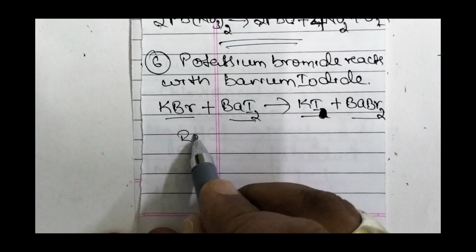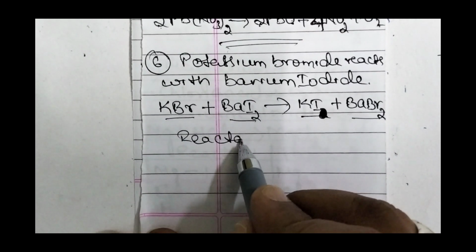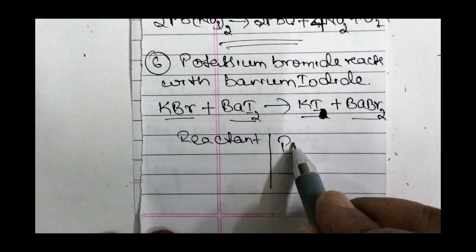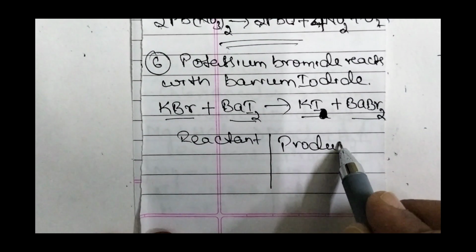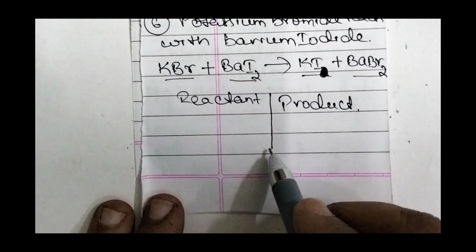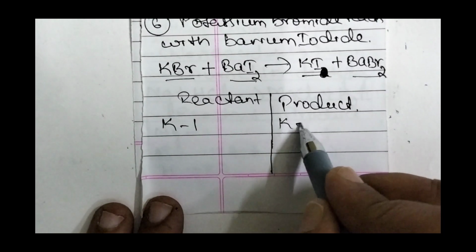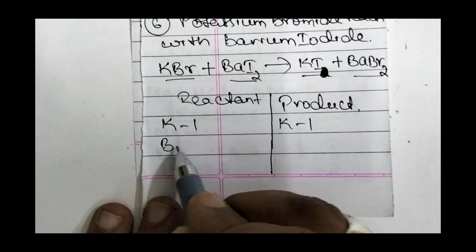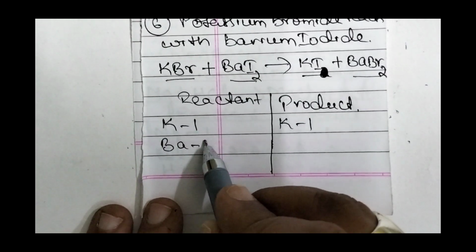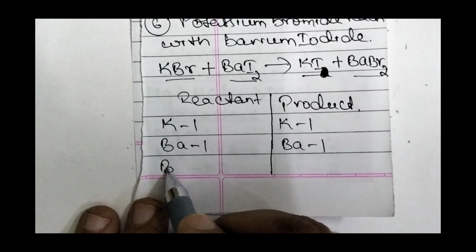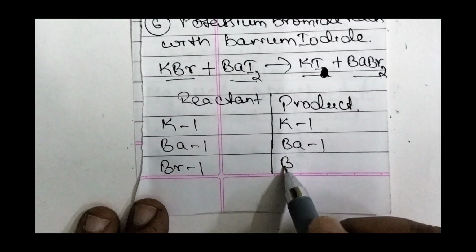Now let us balance this equation. Reactant, product. On the reactant side, first write down potassium 1, potassium 1. After potassium, barium. Barium is 1, and this side also barium 1. Bromine 1, and this side bromine 2.